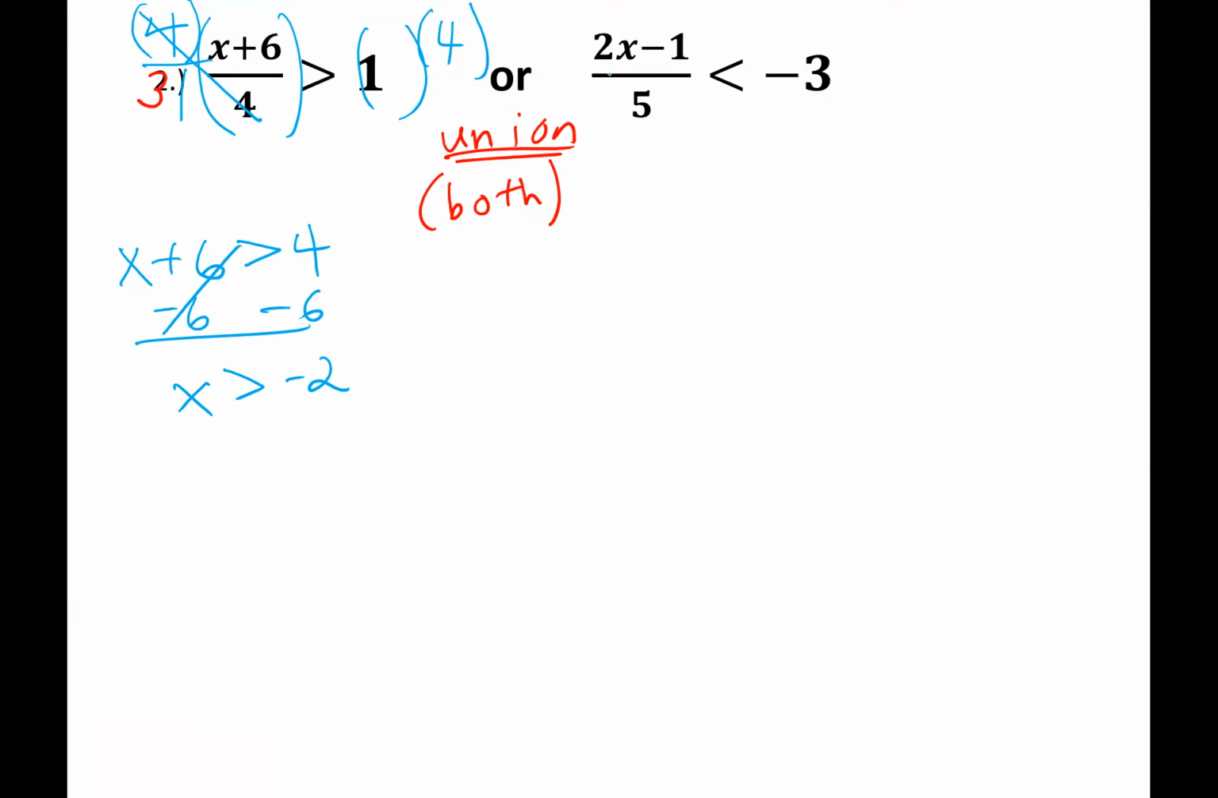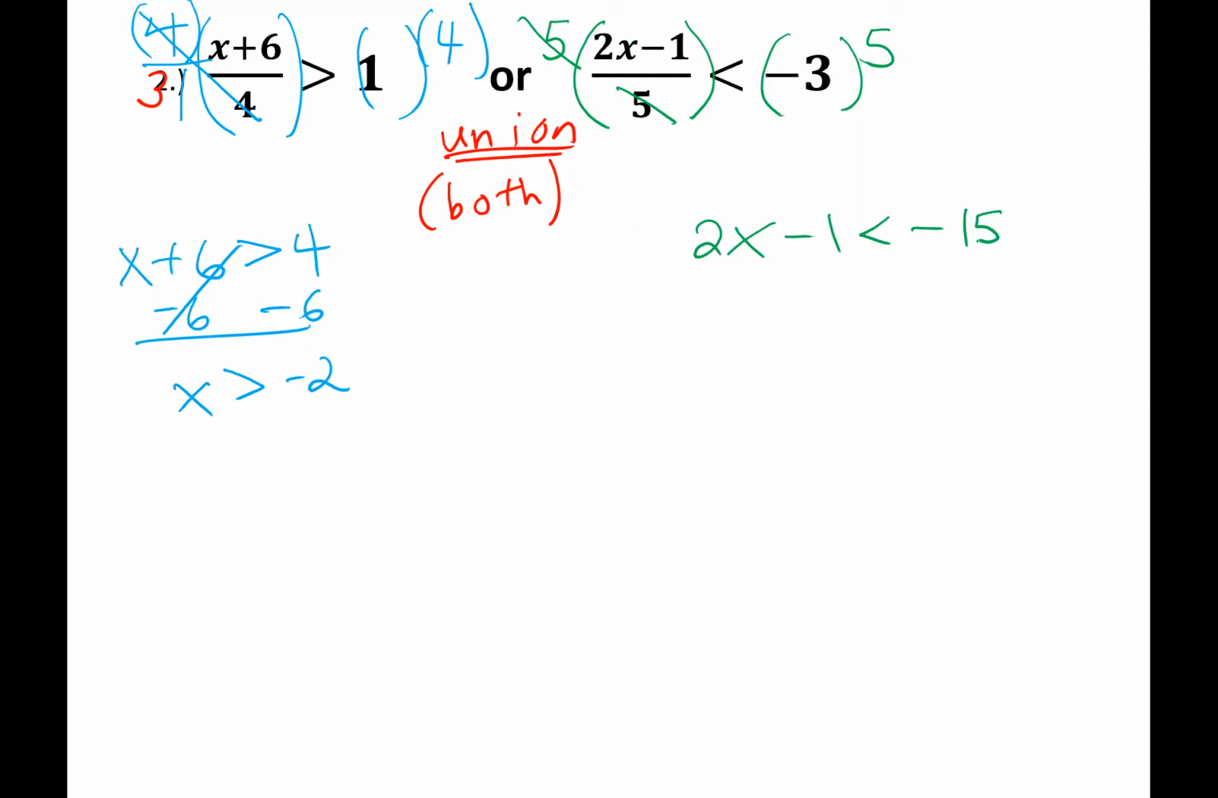So it's (2x - 1)/5 is less than negative 3. So similar way to start. Let's cancel out the fraction. We'll multiply both sides by 5. That cancels out the denominator. This is sometimes called clearing the fraction. And then we're left with 2x - 1 is less than negative 15.